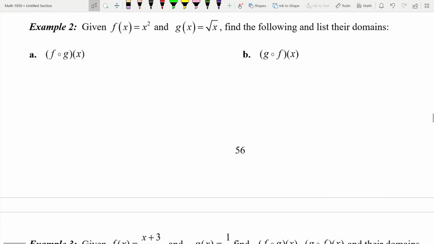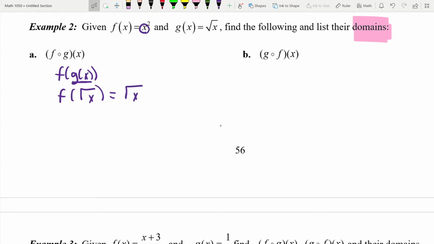Okay. Question 2a. Here's f of x, here's g of x. Find the following and list their domains. So the domains are the tricky part. The other part I think is pretty easy. Everybody stay right with me. Everybody go f of g of x. Take that g of x and replace it with what g of x is, which is the square root of x. Now go into f of x, and right here where you see that x, put in square root of x. So it's the square root of x squared. What is the square root of x squared, everybody? Just x. X is your answer, and you're done.